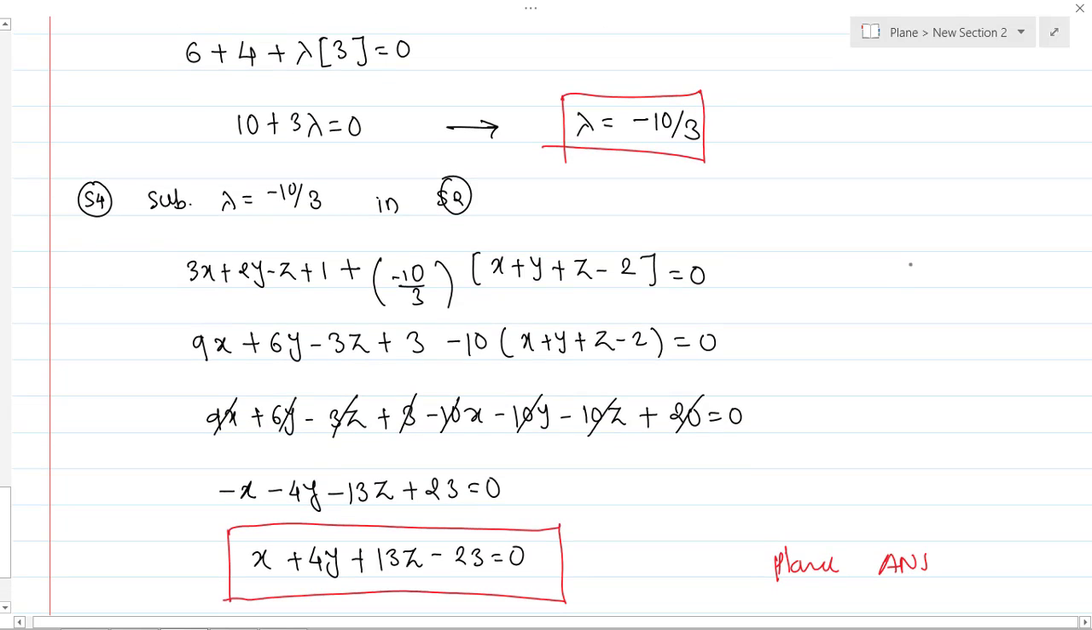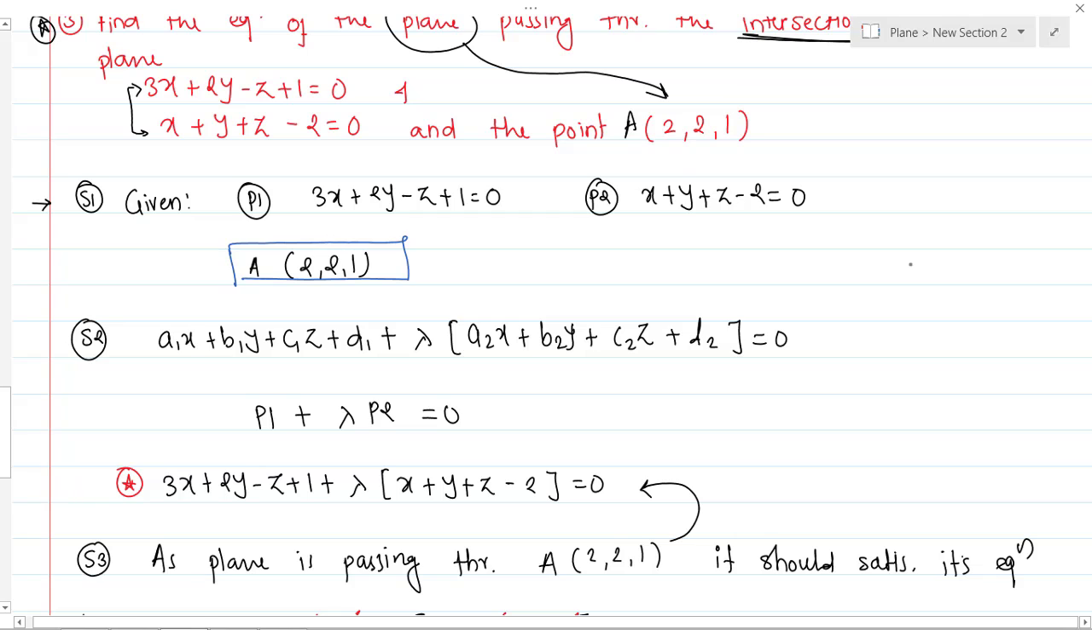So this plane is passing through the intersection of these two planes, that is P1 and P2. See boss, if you go step by step, you will find this is very simple. Okay, we will solve one more question of this type.